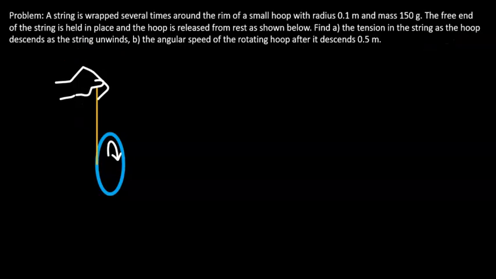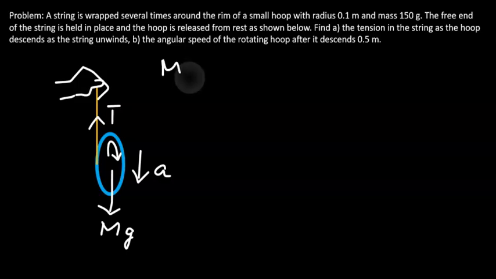First, let's quickly sketch the free body diagram. So you have tension going that way, and then you have the weight of this hoop, let's call it mg, and because the hoop is descending, the center of mass of the hoop would have an acceleration, let's call it a. From this free body diagram, we can immediately write Newton's second law as mg minus tension equals mass times acceleration. So that's equation 1.